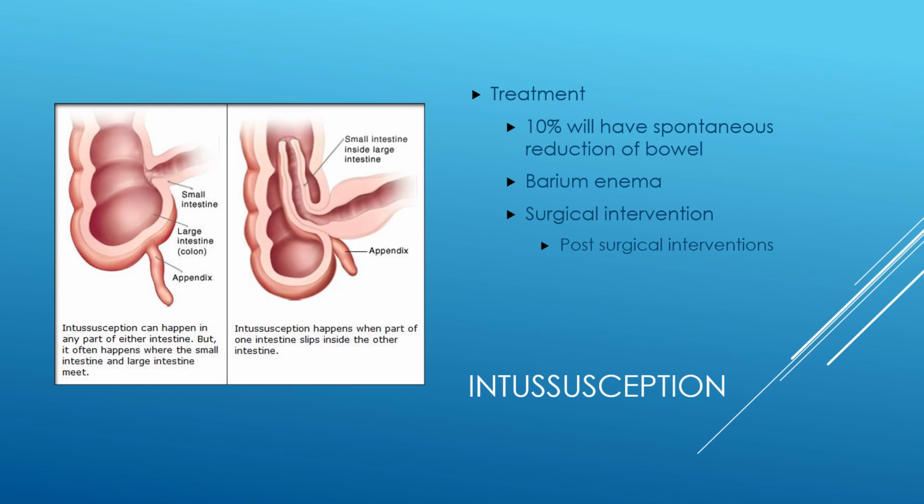After surgery, the patient will be placed on clear liquids such as oral rehydration therapy to make sure they can tolerate those liquids. Then they will advance to formula or breast milk once they can demonstrate that they can tolerate that oral rehydration therapy.